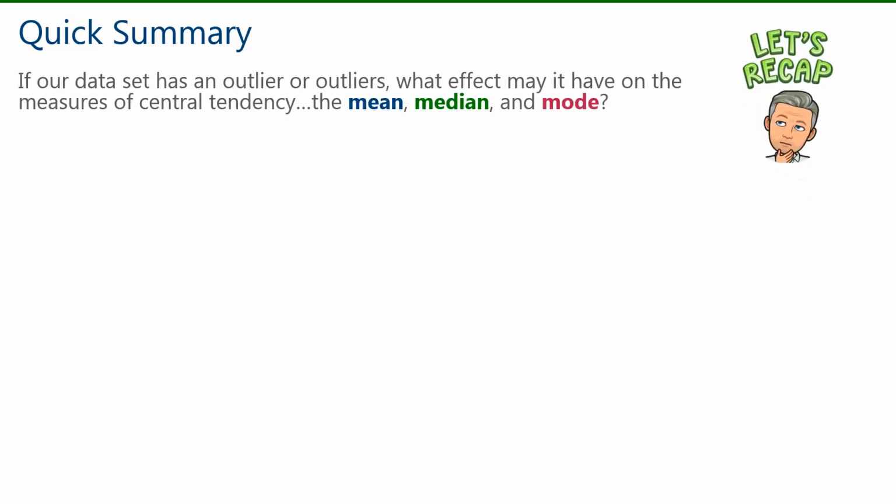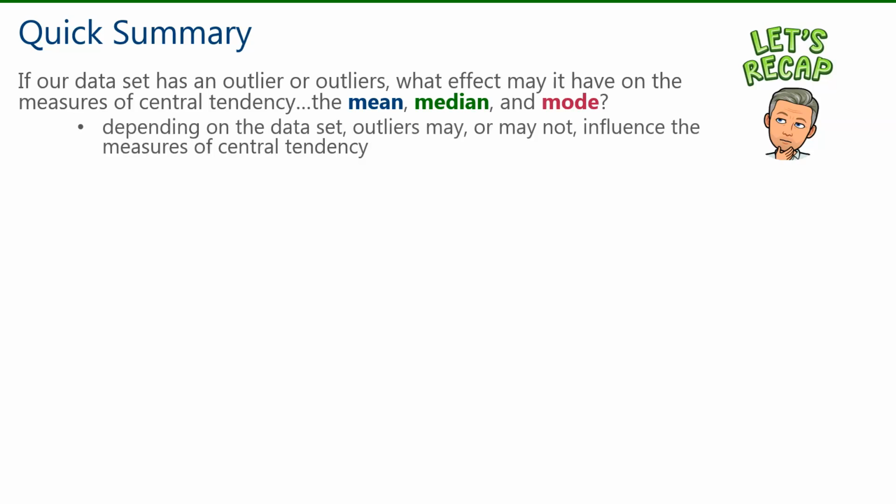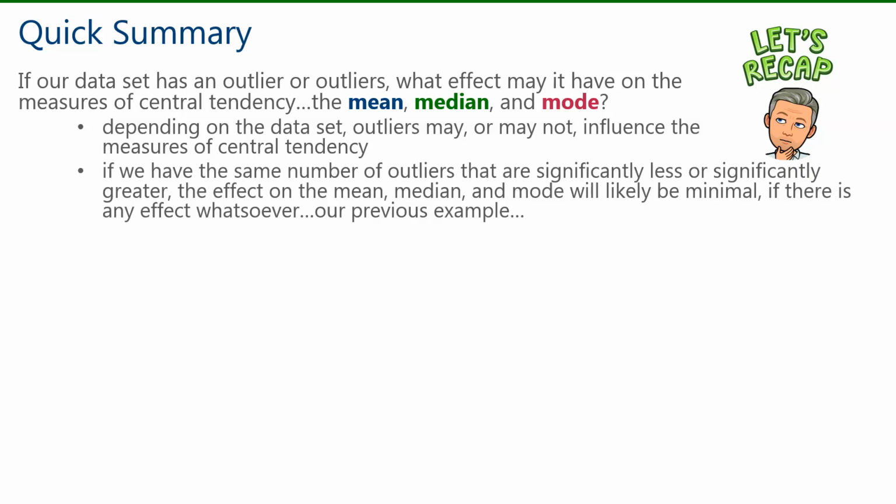In summarizing our findings, let's revisit our question from the beginning of this lesson. If our data set has an outlier or outliers, what effect may it have on the measures of central tendency, the mean, the median, and mode? Well, depending on the data set, outliers may or may not influence the measures of central tendency. If we have the same number of outliers that are significantly less or significantly greater, the effect on the mean, median, and mode will likely be minimal if there is any effect whatsoever.